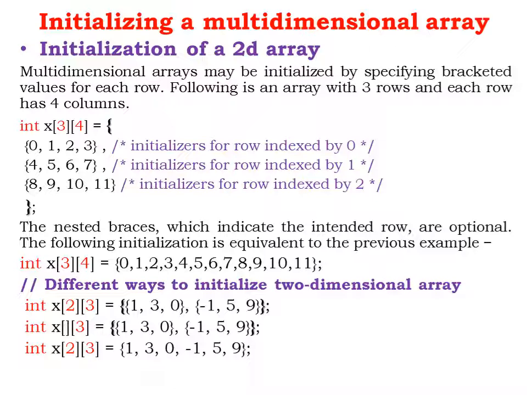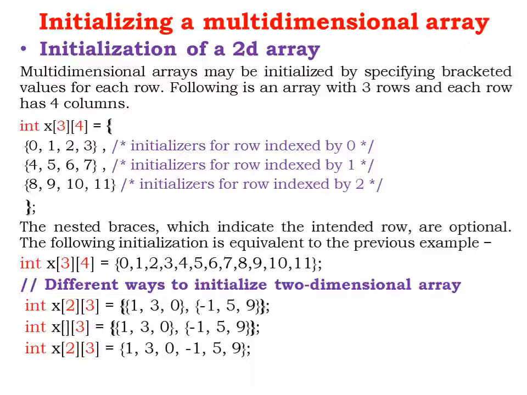Let us see how we initialize a multi-dimensional array. Multi-dimensional arrays may be initialized by specifying bracketed values for each row. Following is an array with 3 rows and each row has 4 columns. Let us take an example where I have declared a two-dimensional array. The array name is x of type integer and it has 3 rows and 4 columns.